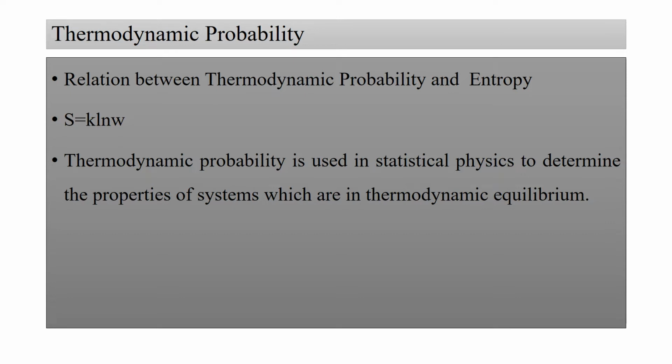from which it follows that the thermodynamic probability is connected with one of the basic macroscopic characteristics of the system, that is the entropy S, by the Boltzmann relation, that is S equal to K ln W, where K is the Boltzmann constant. The thermodynamic probability is not a probability in a mathematical sense. It is used in statistical physics to determine the properties of systems which are in thermodynamic equilibrium.